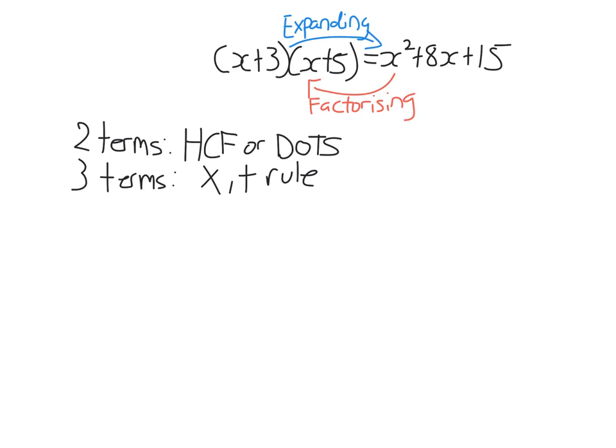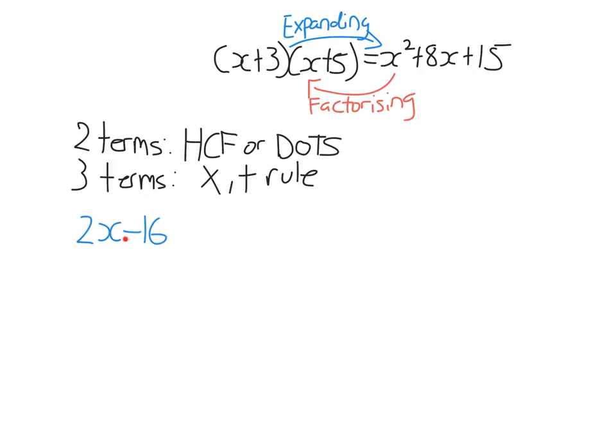That's factorizing. So there are a few different methods for factorizing. If there are two terms that you need to factorize, you use highest common factor or difference of two squares. And I'll go through some examples. For 3 terms, we only have one way to do those. It's the times plus rule. And I'll go through that as well.